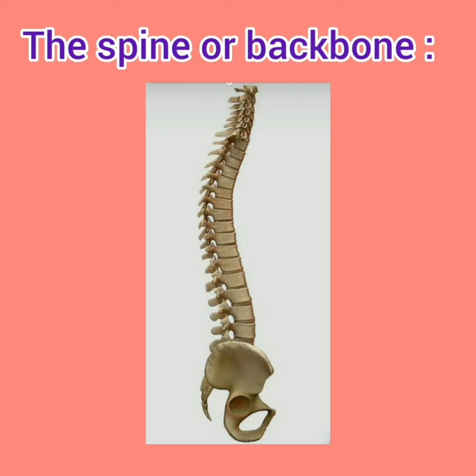Dear children, now we will discuss the spine or backbone. The skull is attached to the spine or backbone. It is made up of 33 small bones called vertebrae. The 33 bones of the vertebrae form the vertebral column. A spinal cord passes through this column. The spinal cord is a bundle of nerves. The vertebrae protect the delicate spinal cord. Dear children, look at this video.